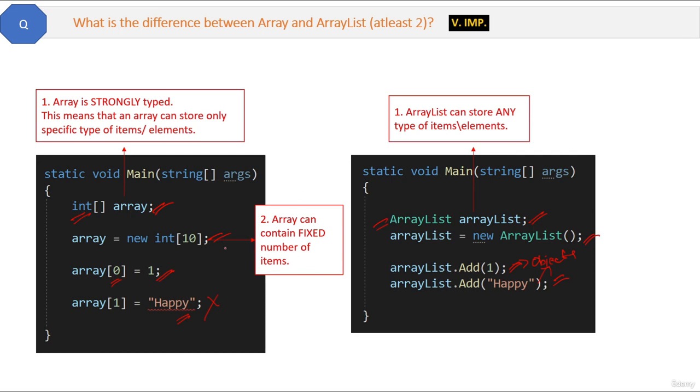The second difference is that an array can contain a fixed number of items. See here we have to give the number of items in the array in advance. Here we have assigned 10. If we do not give this number, then it will give an error. On the other hand, ArrayList can store any number of items. See, there is no count here. You can add any number of items in the ArrayList. So these are the differences between the two.